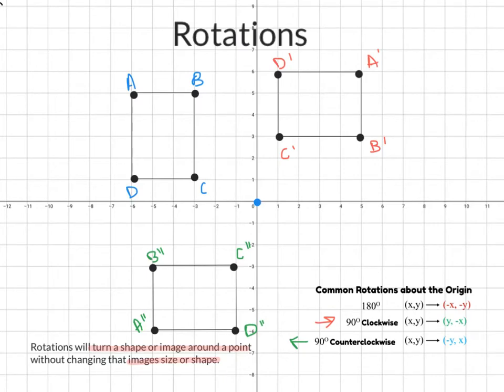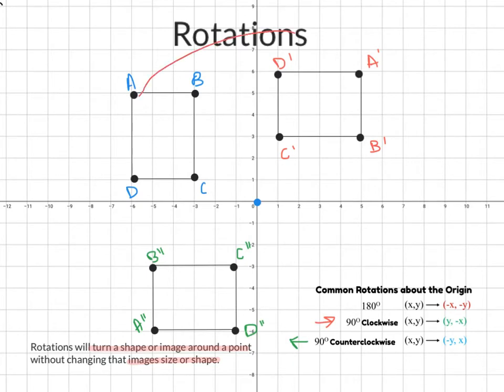So let's first take a look at how we got from A, B, C, D to A prime, B prime, C prime, D prime. And we notice that they are to the right of the original image, rotating around this point. So since we are moving to the right, and let's actually trace those lines, right?